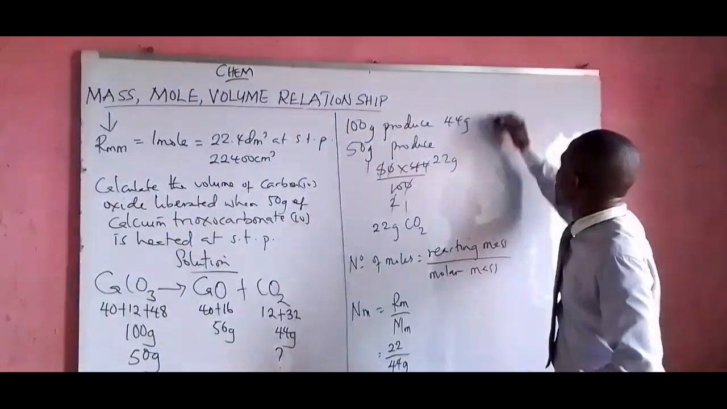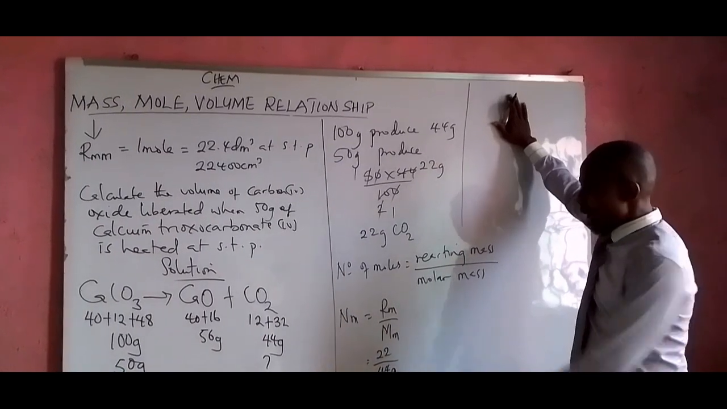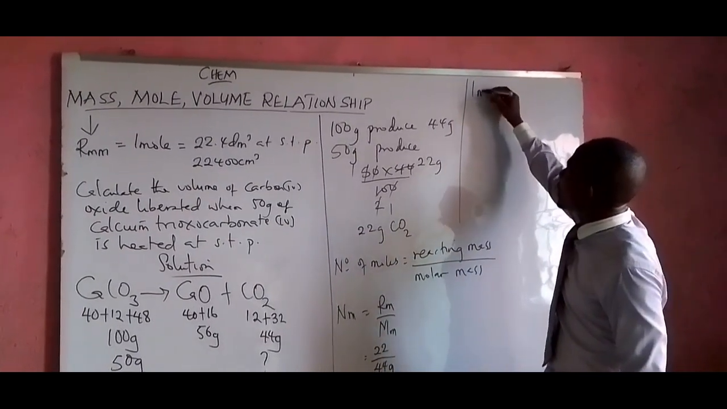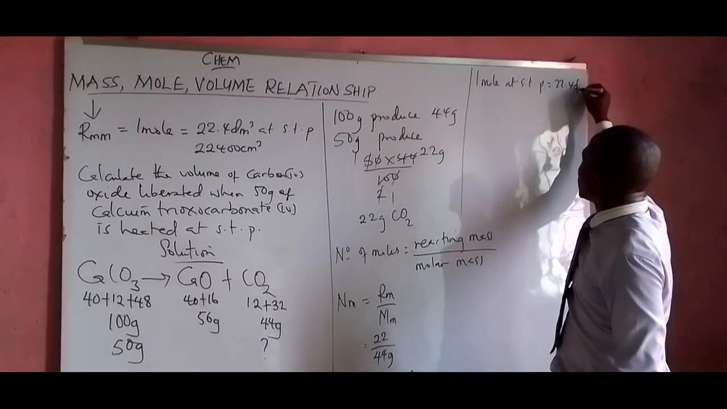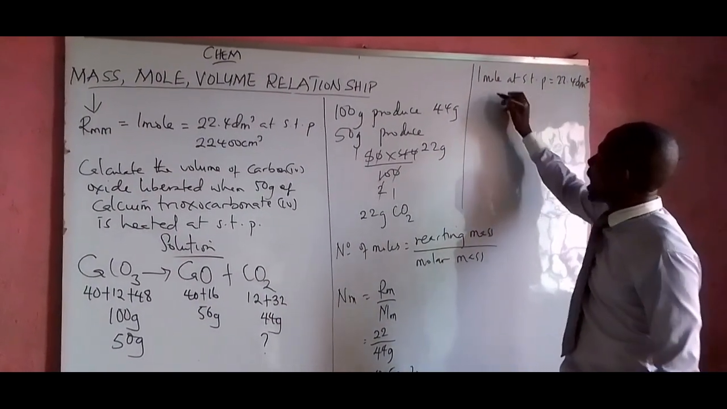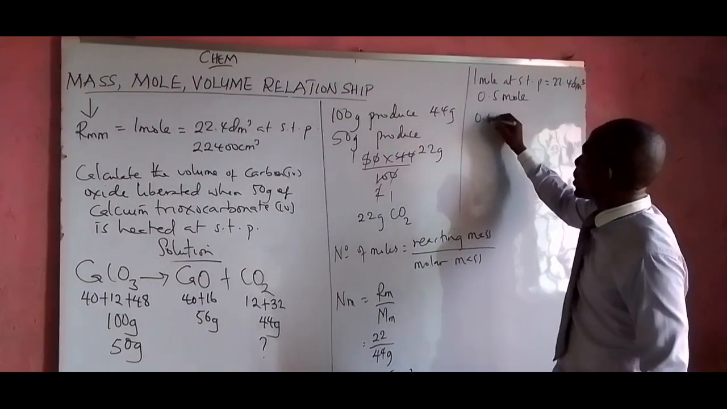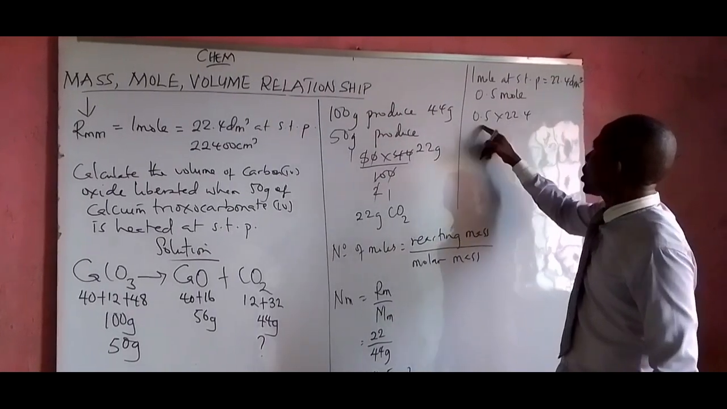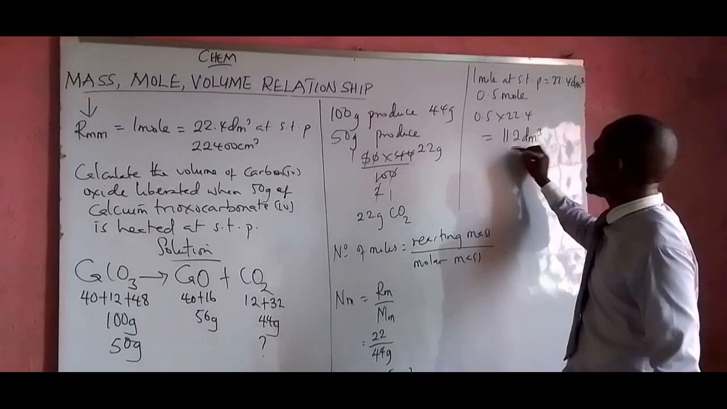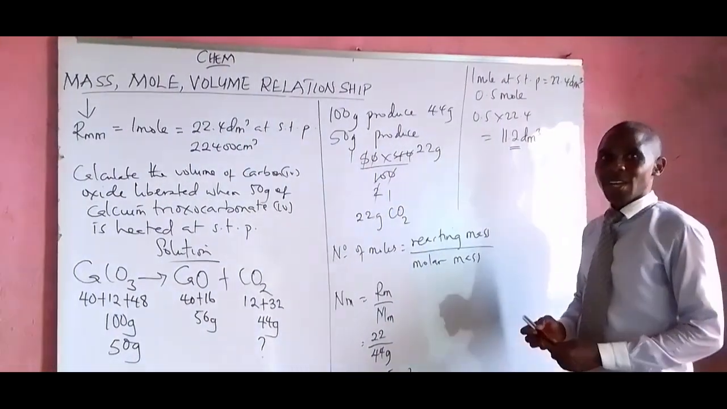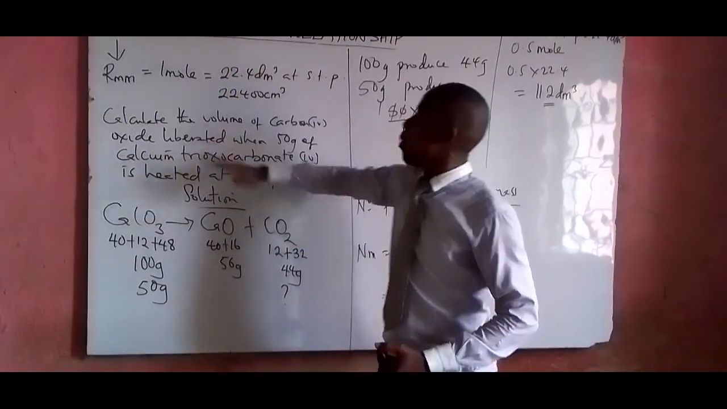Right? So let's finish it here now. So we have moles. Now, 1 mole of a gas at S.T.P. is 22.4 dm³. Now, 0.5 mole will give us 0.5 times 22.4, which will give you 11.2 dm³. This is the volume in dm³. Thank you very much. You can see that we started with mass, moved into mole, and moved into volume.